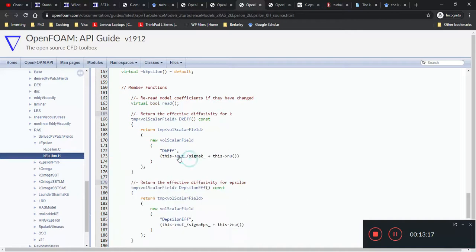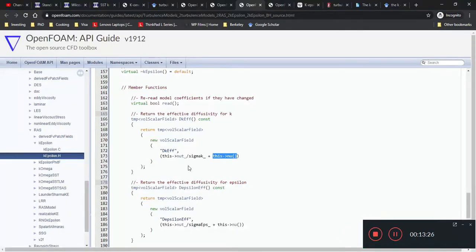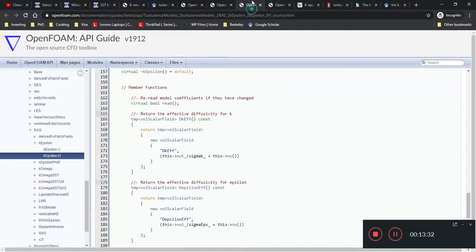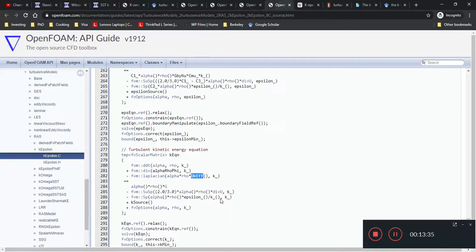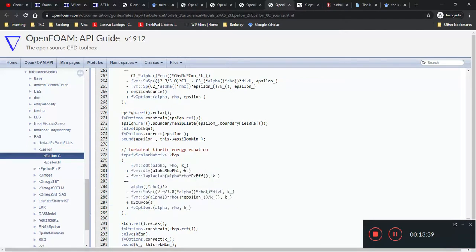So this is how it's written in the OpenFOAM code, and then they will add on to this nu, which is the fluid kinematic viscosity here. So in most CFD codes, you'll find they do this summation. And if you want to take a look more at the code, it's over here. This is where the equation is.